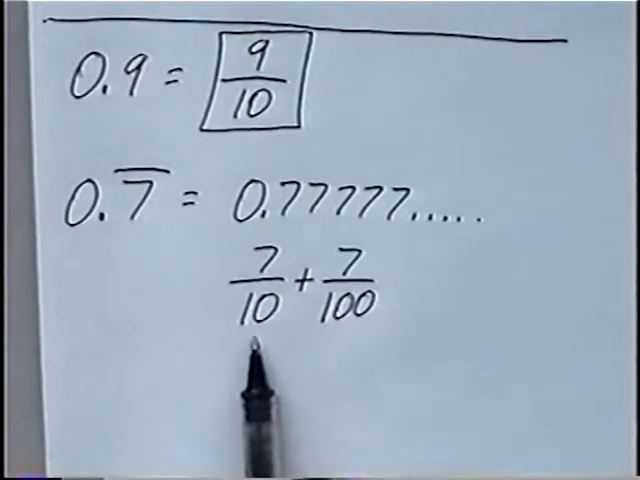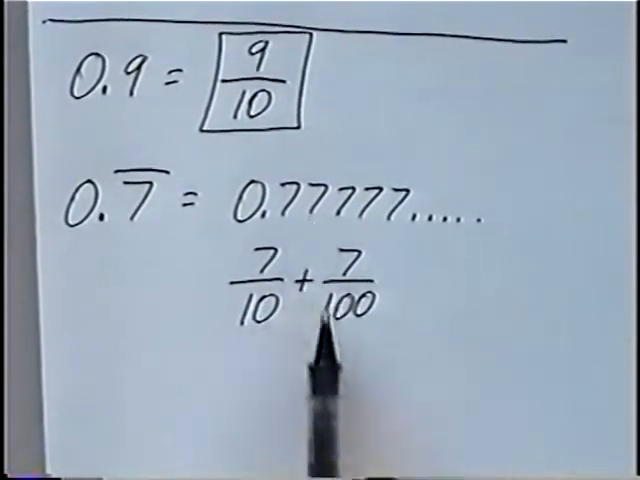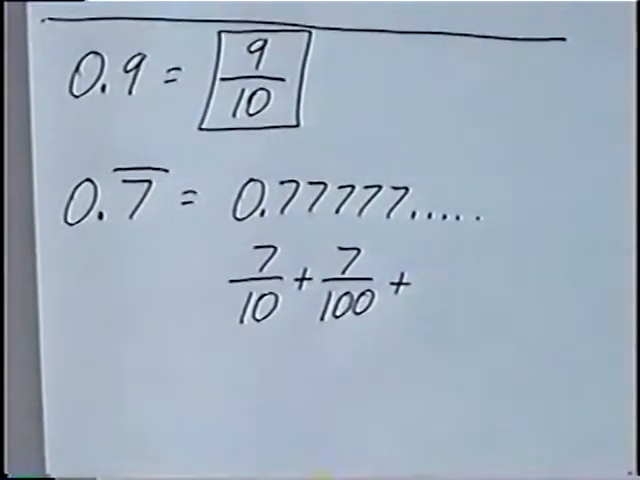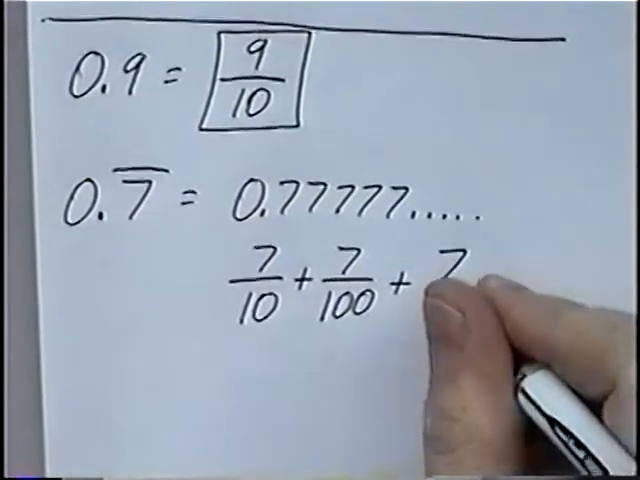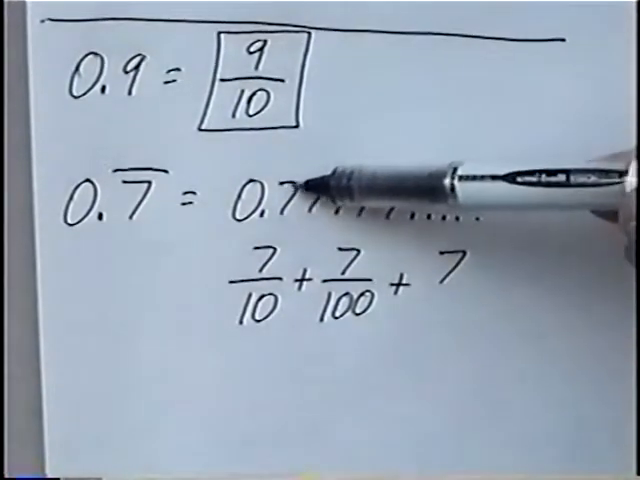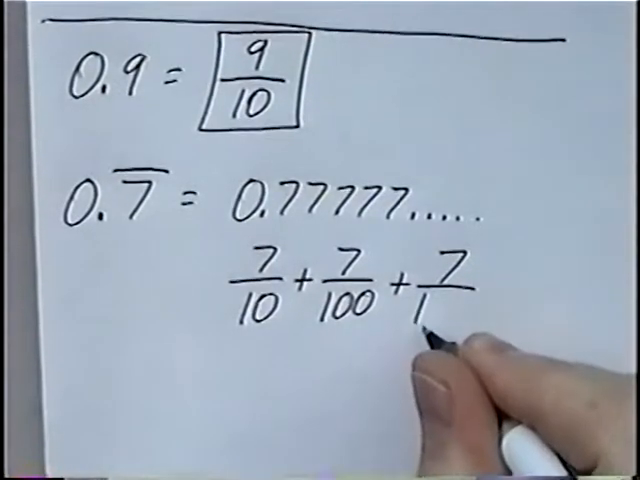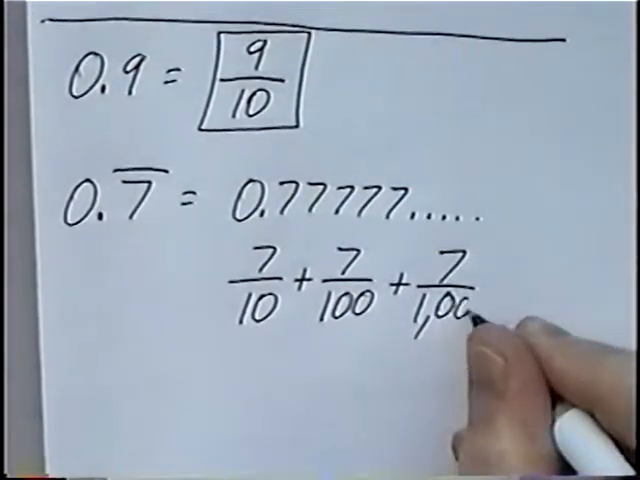So the first 7 is 7 over 10. The second 7 is 7 over 100, or 7 hundredths. If we continue, the next 7, the place values, we have the tenths, the hundredths, and then the thousandths. So the third 7 would be 7 over 1,000.